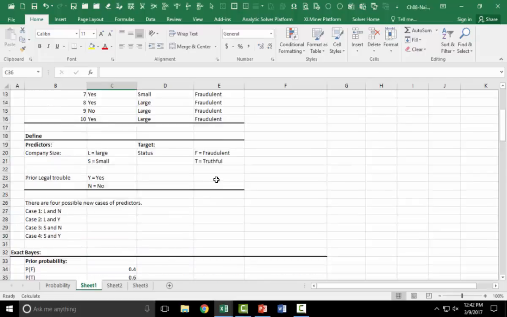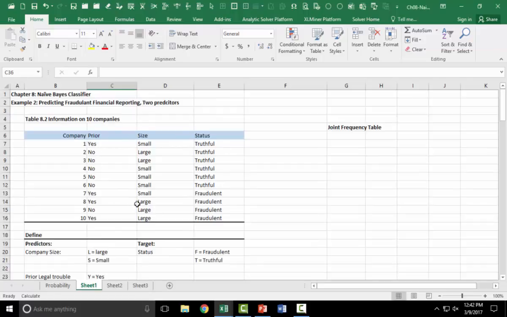But if you have lots of records, not 10 but 100, then you want to have a condensed summarized table, and then we can use the numbers from the table to build these probabilities, right?